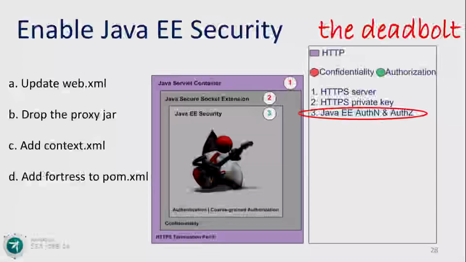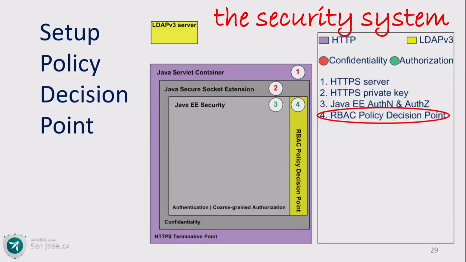Okay, so we're looking at the layers and what we're doing in the layers. Again, we've got the Java EE security, that's going to be the outer perimeter. That's the deadbolt, okay? And this security system has to be able to be installed. You have to have what I call a policy decision point, okay? I'm talking about this as if it exists, but we haven't even defined it yet. And so what we're talking about here in this example is setting up a role-based access control policy decision point.